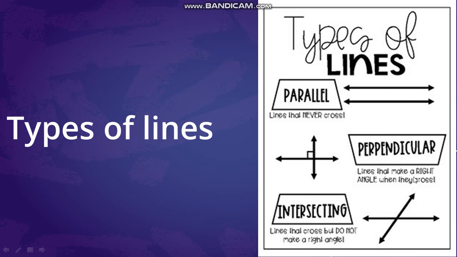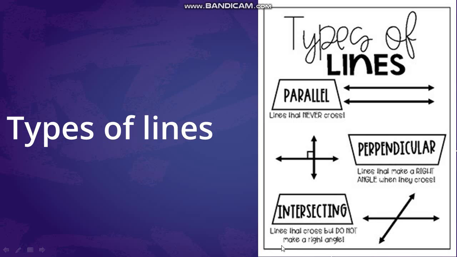Next is perpendicular line. Now what is a perpendicular line? When two lines intersect and make a right angle, they are said to be perpendicular to each other. Now if you see, there are two lines. This is one line, this is one line. They intersect, that is, they cut each other and they form a right angle. Can you see there's a right angle here, here, here, and here. So perpendicular lines are lines which cut each other and form a right angle. They make a right angle when they cross.